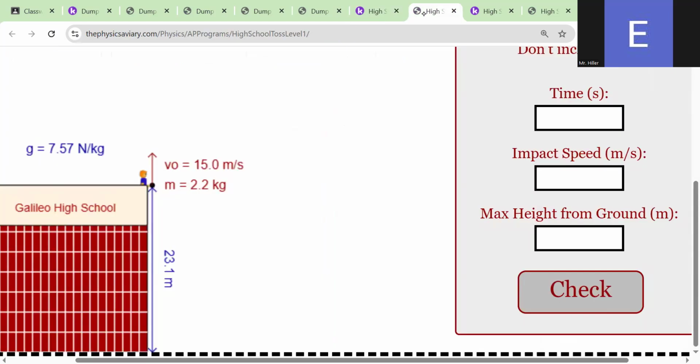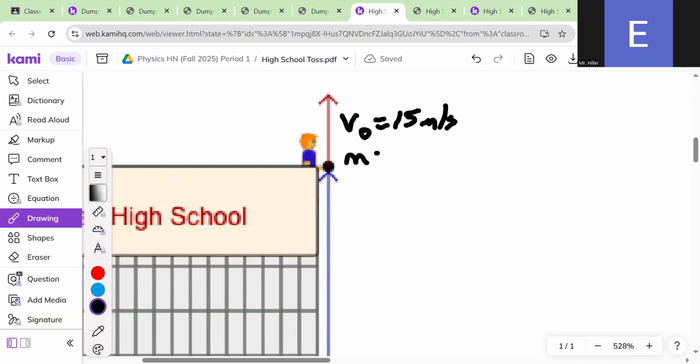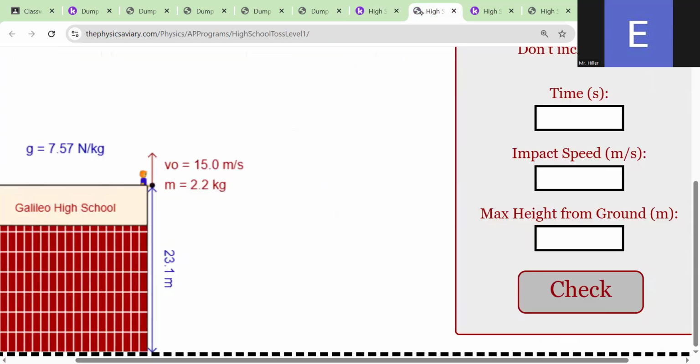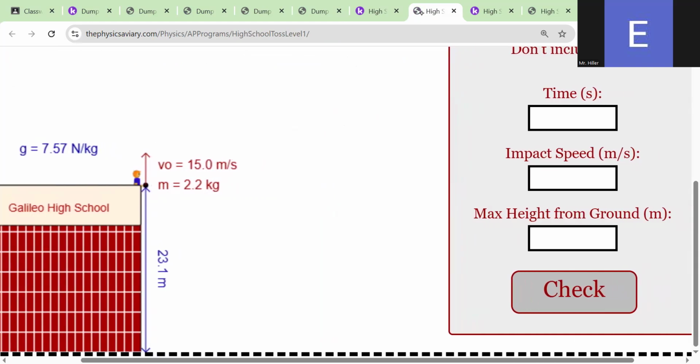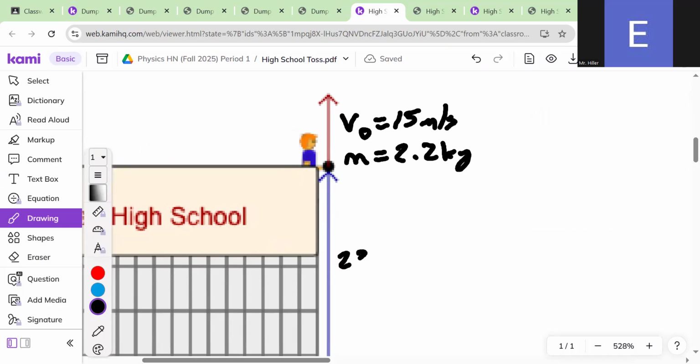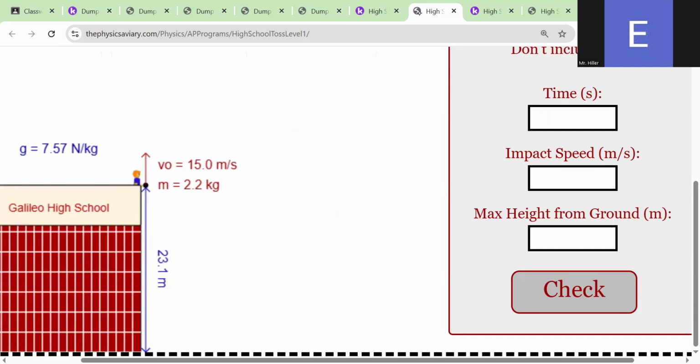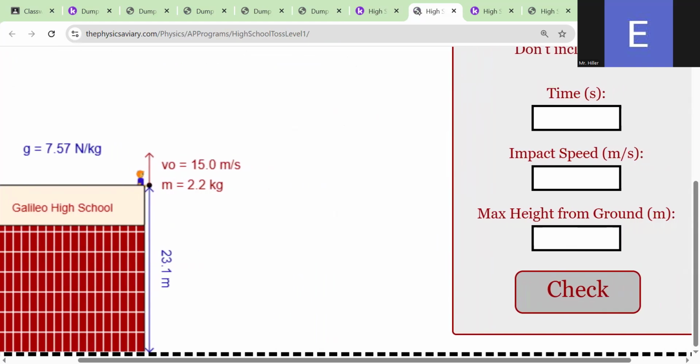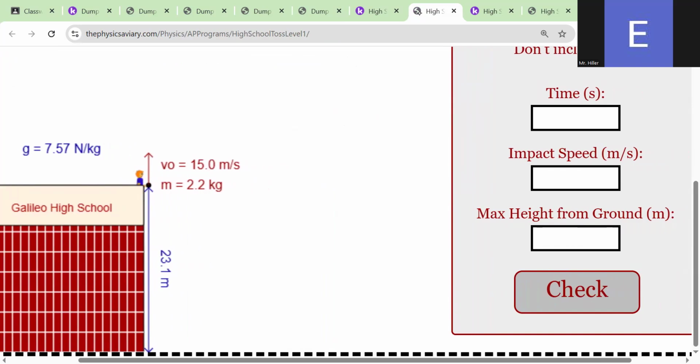Right? And it is giving me the mass of it. I don't suspect that I'm going to need that for a kinematics problem, but I'll just record it anyway. 2.2 kilograms. The height of the building appears to be 23.1 meters in my case. And the height at which the ball will rise to, we don't know. It's just, we know it goes upwards.